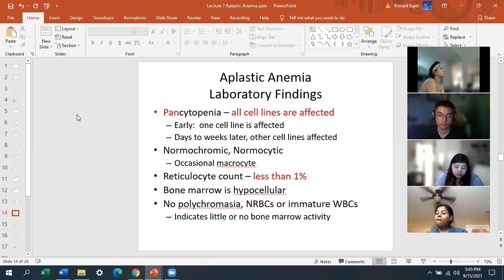And that's bad, because if you're anemic and your bone marrow is not making red cells to compensate for the red blood cell loss or lack of red cell production, then that's not good. And as I said before, the bone marrow is hypocellular, not much erythroid or myeloid material within the bone marrow. No polychromasia, you're not making red cells, no NRBCs, no immature WBCs, all reflection of a non-productive bone marrow. Okay.